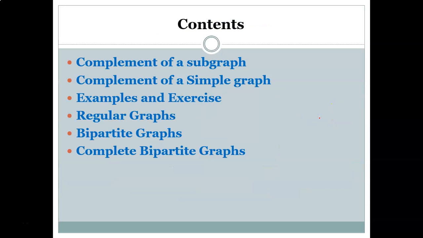Here we study the complement of a subgraph, what is the meaning of it and how we find it, the complement of a simple graph, certain examples and simple exercises related to these concepts, and what is the meaning of a regular graph, what are the bipartite graphs and complete bipartite graphs. So first, we discuss the complement of a subgraph.